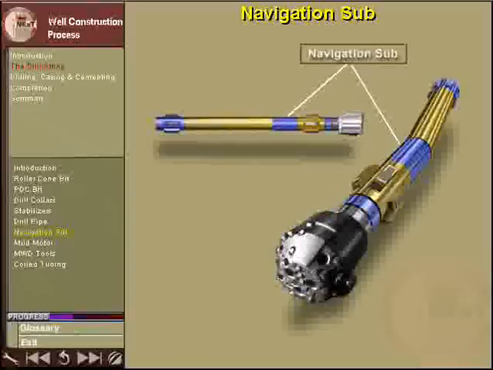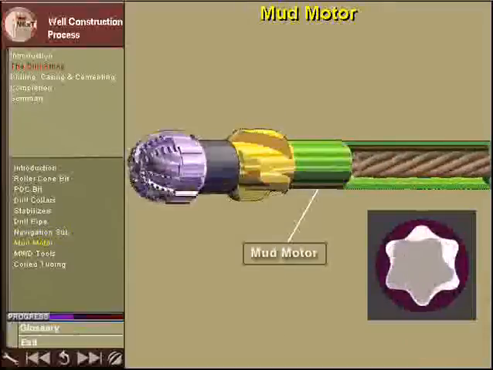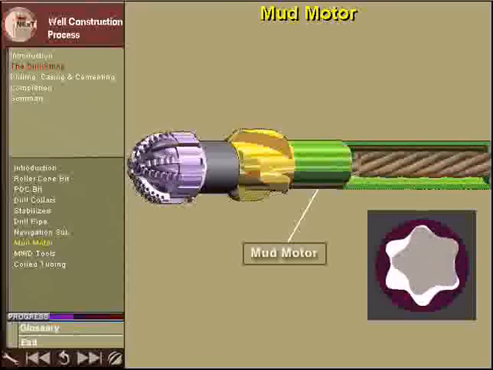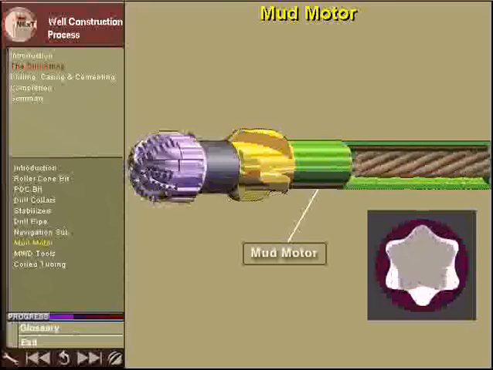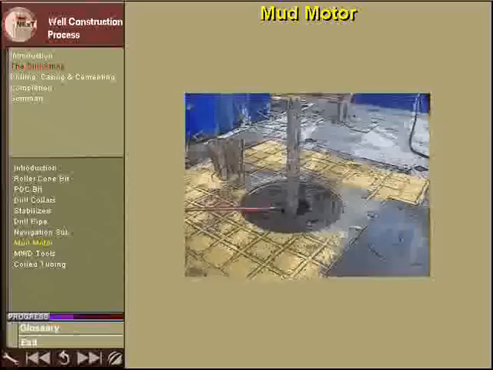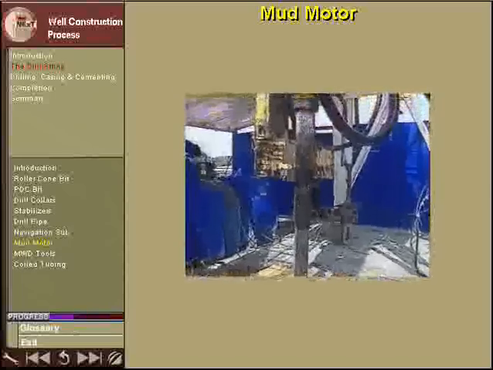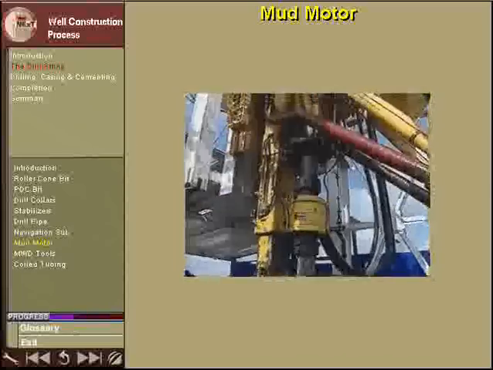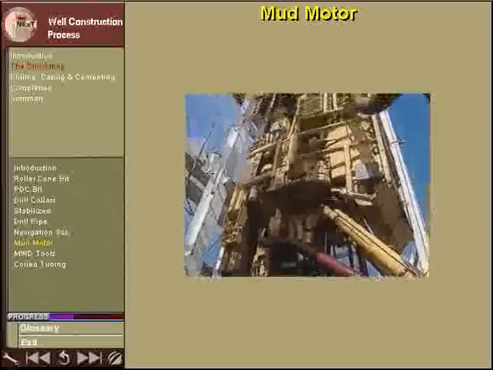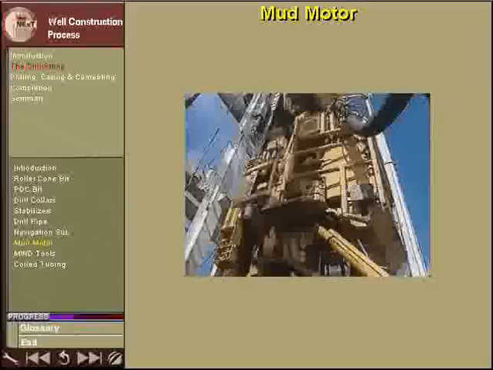Attached to the bit is a navigation sub. The navigation sub tilts the bit at a predetermined angle. Another tool used in directional drilling is the mud motor. The mud motor is used to rotate the bit. In conventional drilling, the top drive, as shown in this video, or rotary table, transmits rotary motion to the bit by rotating the entire drill string.